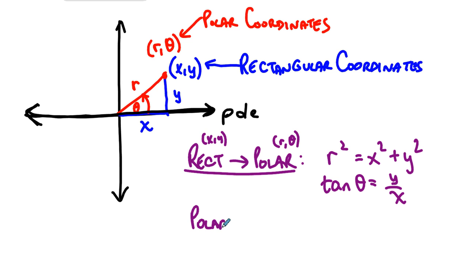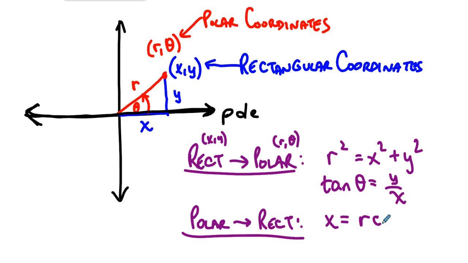Going the other way, what if we know the polar coordinates and we want to know the rectangular coordinates? What if we know r and theta, but we want to know x and y? Well, x is r times the cosine of theta. Why? Because the cosine of theta is x over r. So x is r cosine theta. And similarly, y is r sine theta.